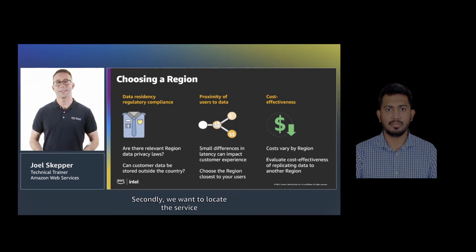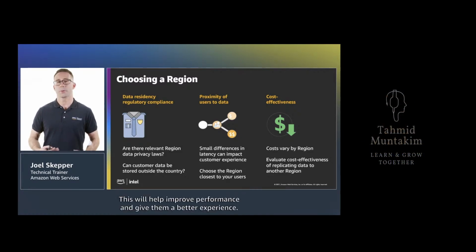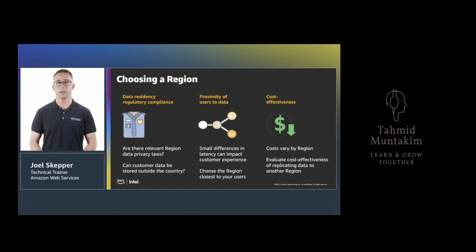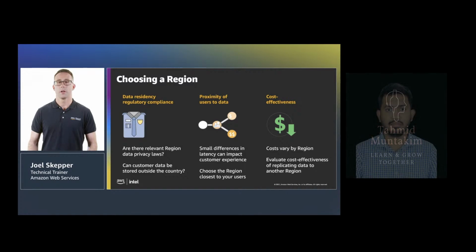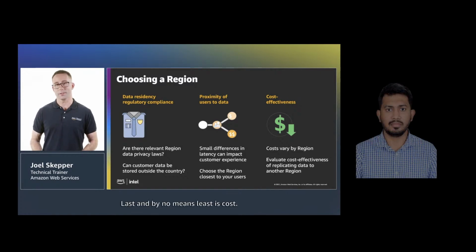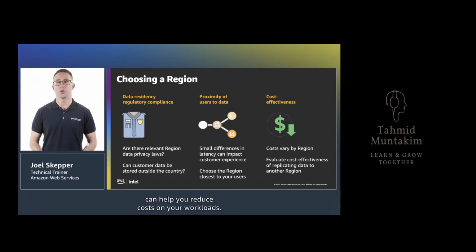Secondly, we want to locate the service as close to our customers who are going to use it. This will help improve performance and give them a better experience. Third comes down to service and feature availability. Not all services are available globally, so sometimes you must choose a region that actually contains the service you want to use. Last, and by no means least, is cost. Different regions have different prices. Sometimes choosing a different region can help you reduce costs on your workloads.